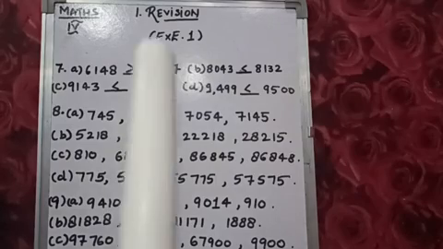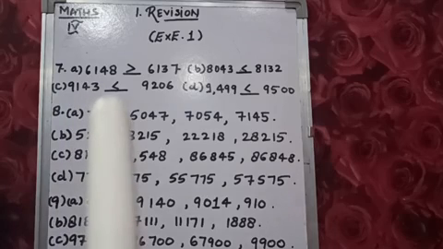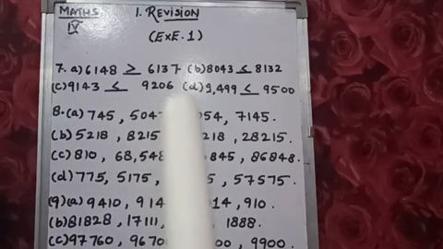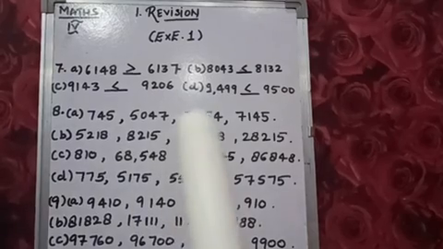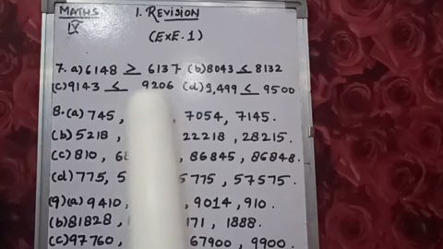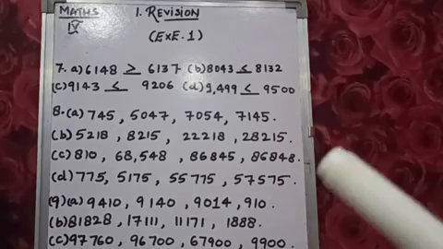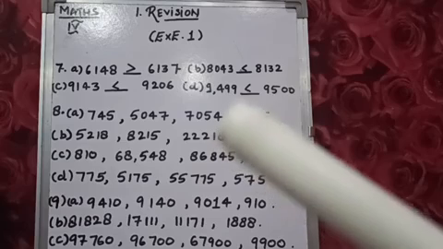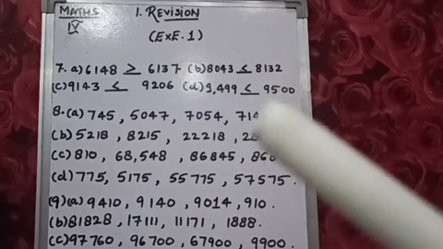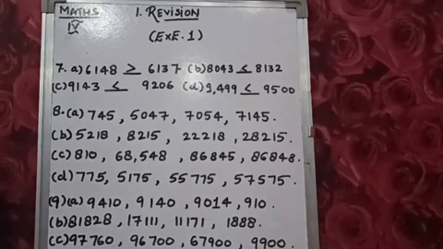Okay, it's very easy. Now question number C, 9143 or 9206. So which one is greater? 9206 is greater than 9143. Okay, now let's see question number D. So question D is 9499 or 9500. So 9500 is greater than 9499.